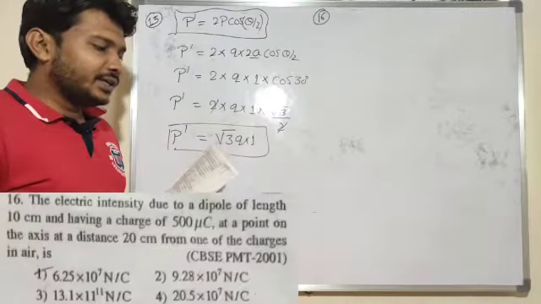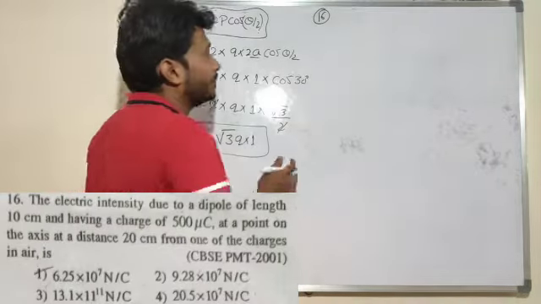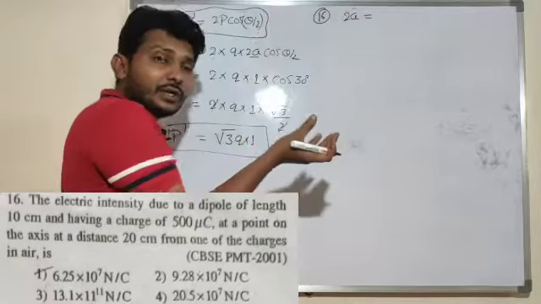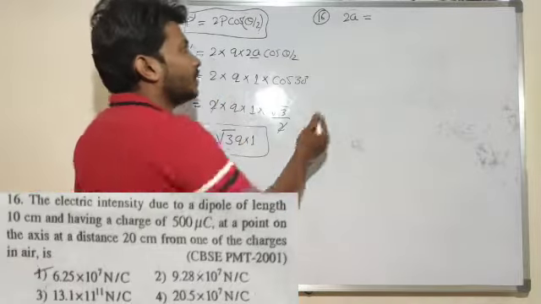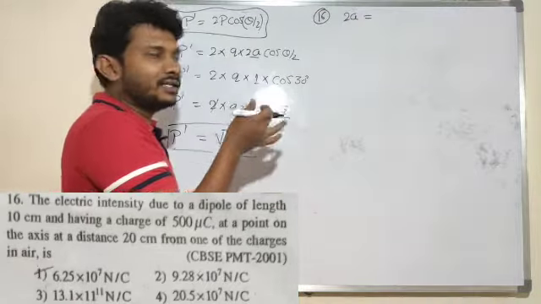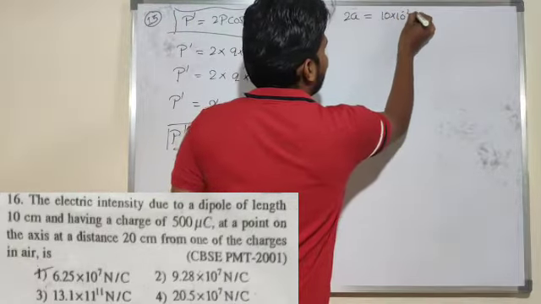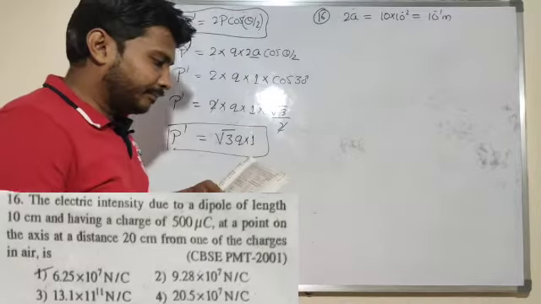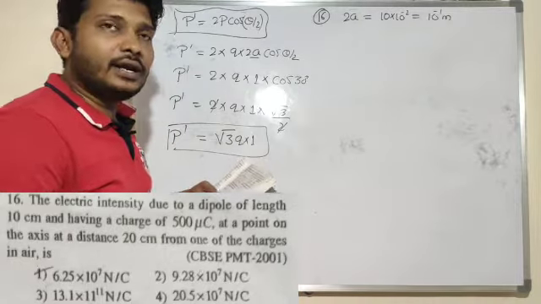Electric intensity due to a dipole of length 10 centimeters. Don't get confused here, most of you are getting confused. Dipole length is 10 centimeter they mention, means 2A is equal to 10 centimeter. Some of you are thinking that A is equal to 10 centimeter. It's not like so. Dipole length is 10 centimeter means 2A is equal to 10 centimeter, or 10 to the power of minus 1 meter here, and having a charge of 500 microcoulomb.